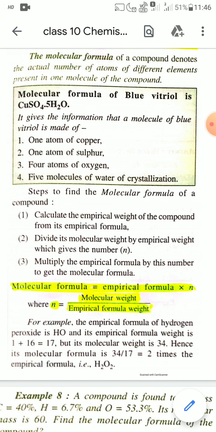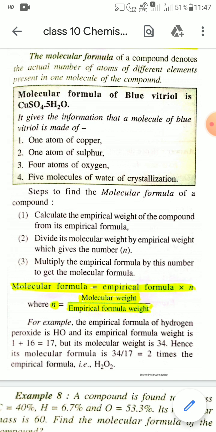The empirical formula of hydrogen peroxide is OH. So the empirical formula weight of hydrogen peroxide is 1 plus 16, that is 17. Now the molecular weight of hydrogen peroxide is 34. It is provided to you that the molecular weight of hydrogen peroxide is 34, and you have calculated the empirical formula weight of hydrogen peroxide as 17.